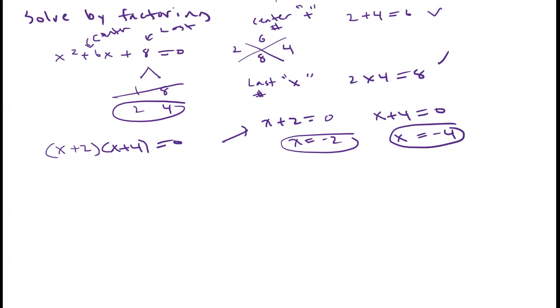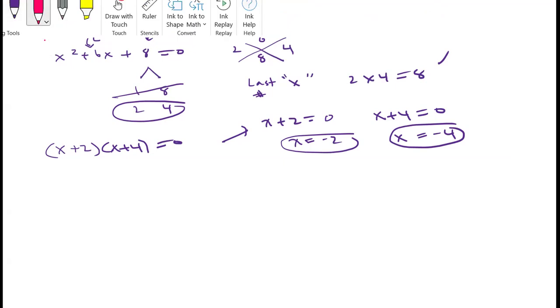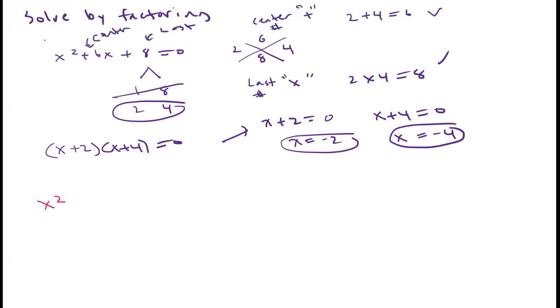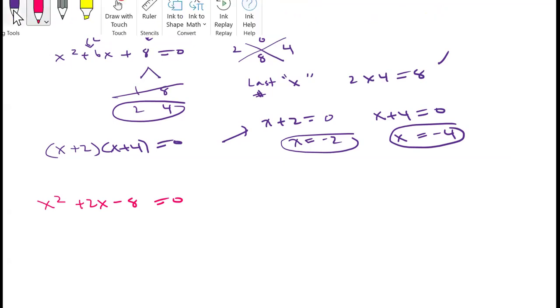All right. So let's look at another one here. Why don't you try this one? So let's say we have x squared plus 2x minus 8 equals 0. Go ahead and try that one.